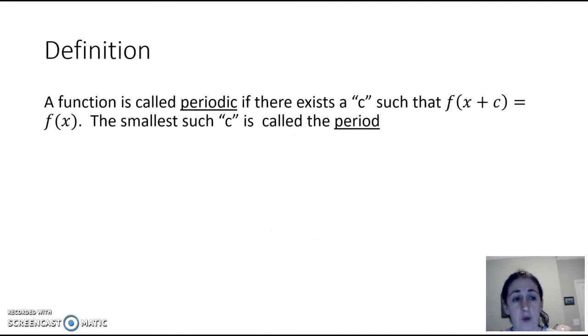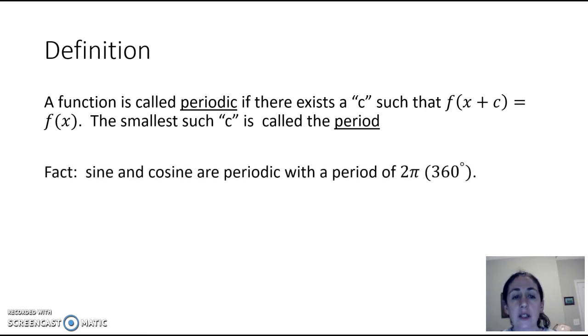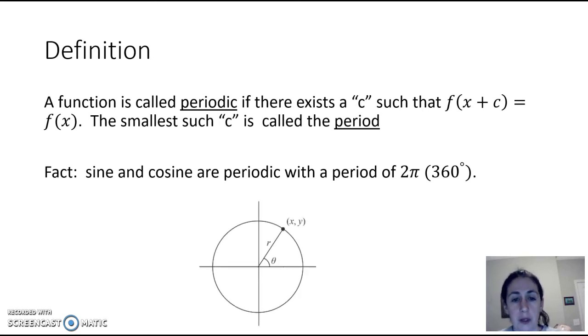Now I have a definition for you. A function is called periodic if there exists a c such that f of x plus c is equal to f of x, and the smallest such c is called the period. Turns out that sine and cosine are both periodic functions with a period of 2 pi, or 360 degrees. So what that means is every 360 degrees, every full rotation around the circle, whether you go clockwise or counterclockwise, your sine and your cosine are going to repeat.